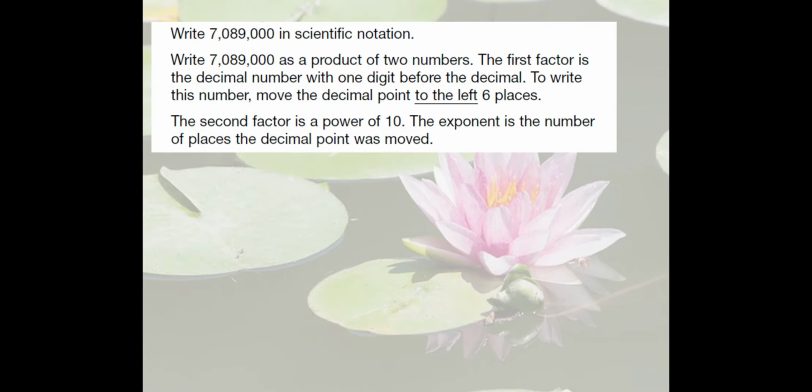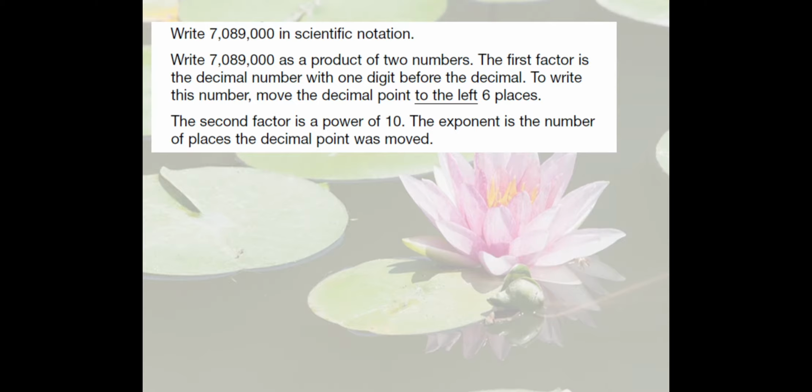Now here we have a number given in standard form, 7,089,000, and we need to write it in scientific notation. Here we do exactly the opposite. Earlier we were moving forwards when the exponent was positive. Now what we will do is put a decimal point and move backwards, or move to the left.